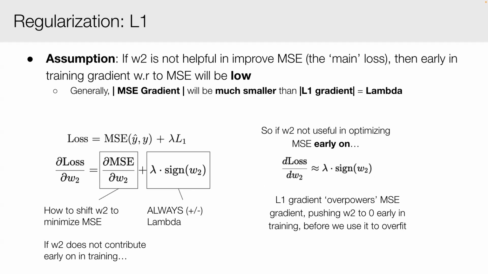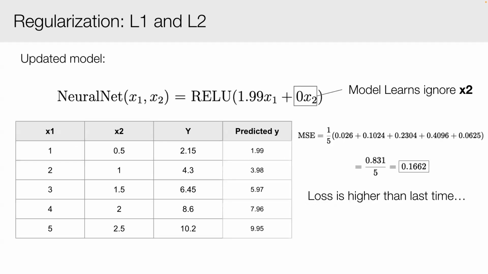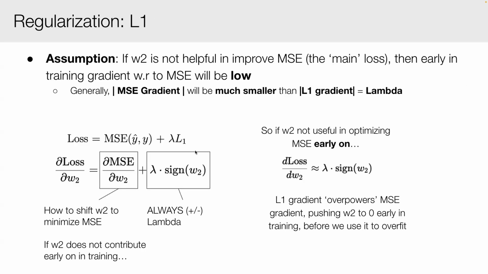So in other words, just to put it succinctly, if a certain weight doesn't really contribute to the loss, right? Early on in training, this main loss term will be low. This lambda term will be a lot higher. So therefore, this lambda term will squish the magnitude of the weight and push it to zero.